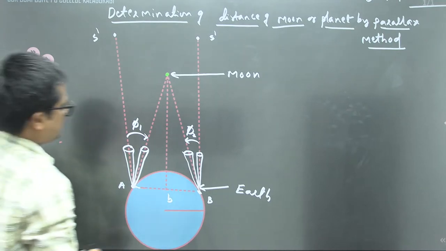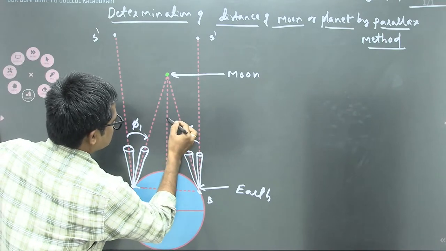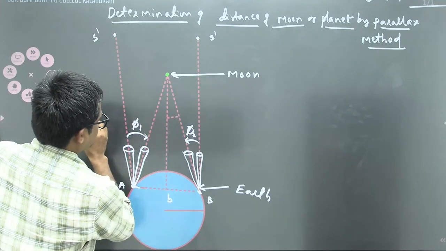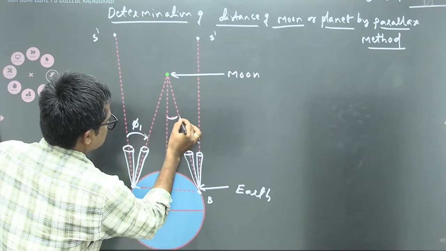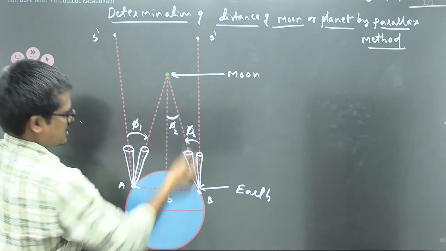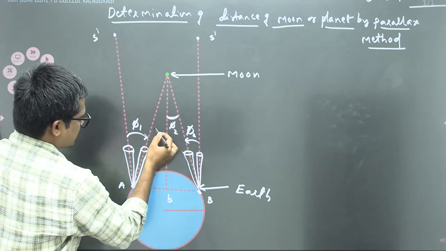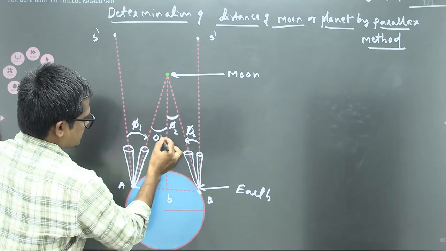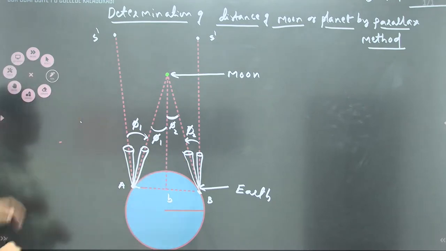Okay. Now, if this is phi 2, it will also be phi 2. If both are alternate angle type, and this is phi 1, it will also be phi 1. Right or not?